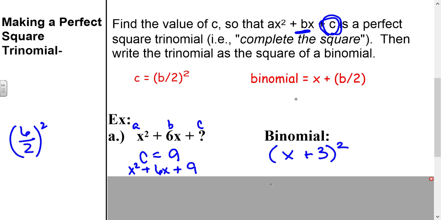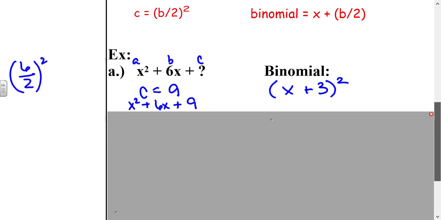Now what this part means up here is it says it factors into x plus b divided by 2. Well, b divided by 2 was 3, so that's another shortcut that you can use. But you can always just wait and see factors of 9 that add to be 6, and you get the same answer. So let's try a few more examples.